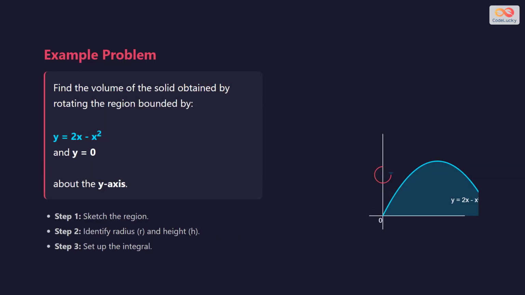Let's try an example. We want to find the volume of the solid formed by rotating the region under the curve y equals 2x minus x squared, bounded by y equals 0, around the y-axis. Step 1 is always to sketch the region so we can see what we are working with.